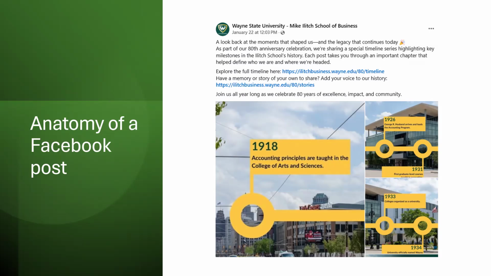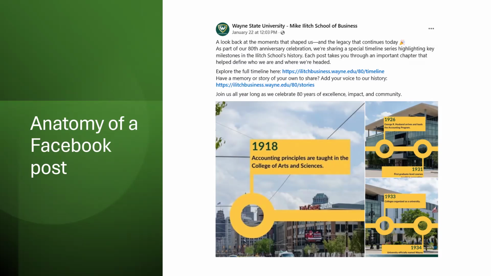But if you talk about something that's a little bit more feel-good, more informational, that's what the Illich School is doing in this post, which is why I shared it here. It's not trying to sell anything. It's a nice little look back at 80 years of the business school. But as someone who has been involved with the business school for 15 years, I can say this is not the best post. I have two issues with it.